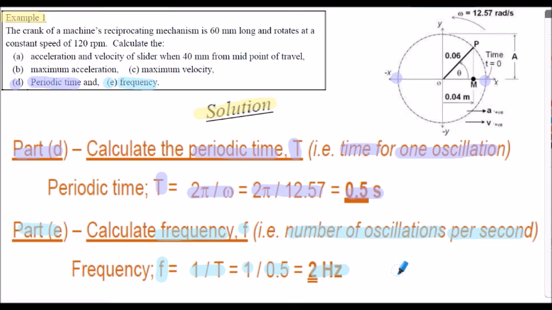So that concludes this presentation. There's a following presentation where we will undertake many more questions applying the various equations that we derived in this presentation.